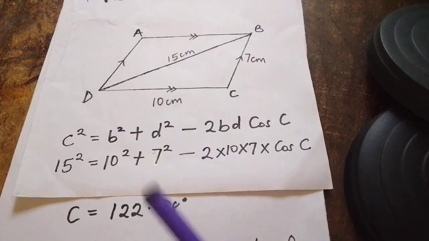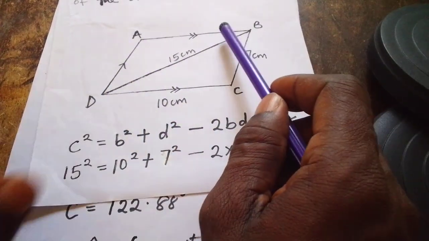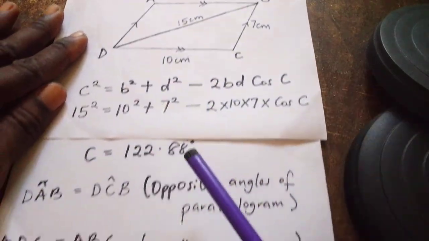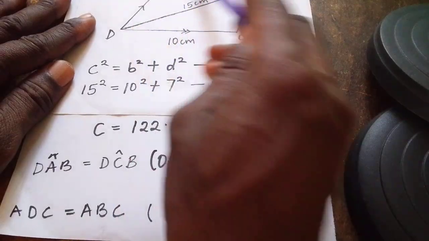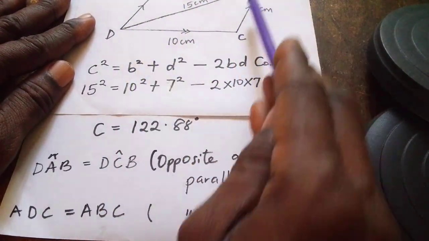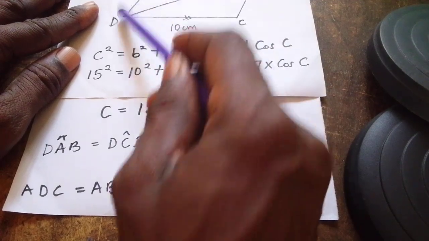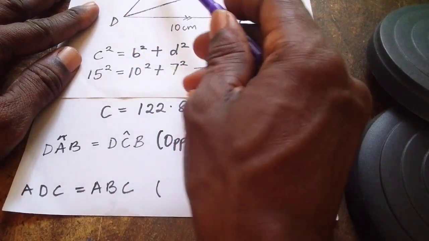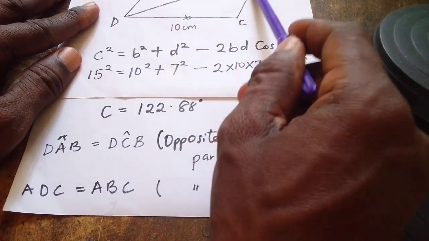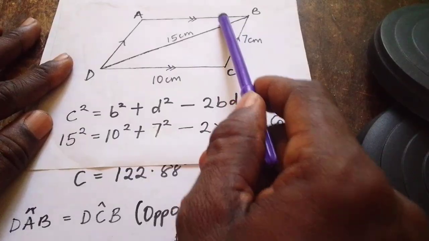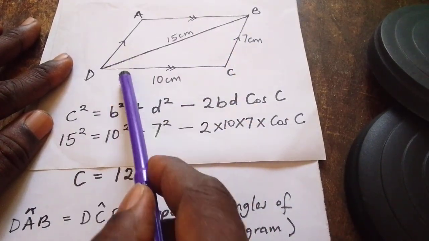So if this angle and this angle are equal, that means angle DAB is equal to angle DCB, and angle ADC, this angle, is equal to angle ABC, this angle. This angle is equal to this angle.